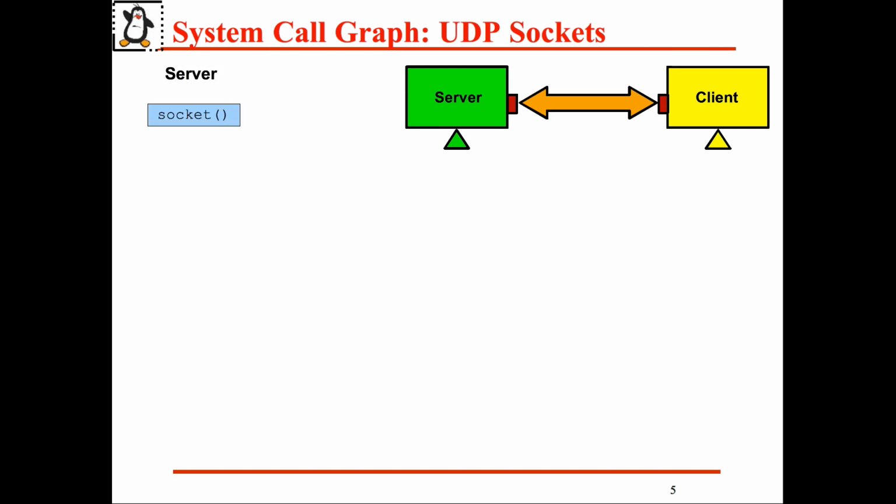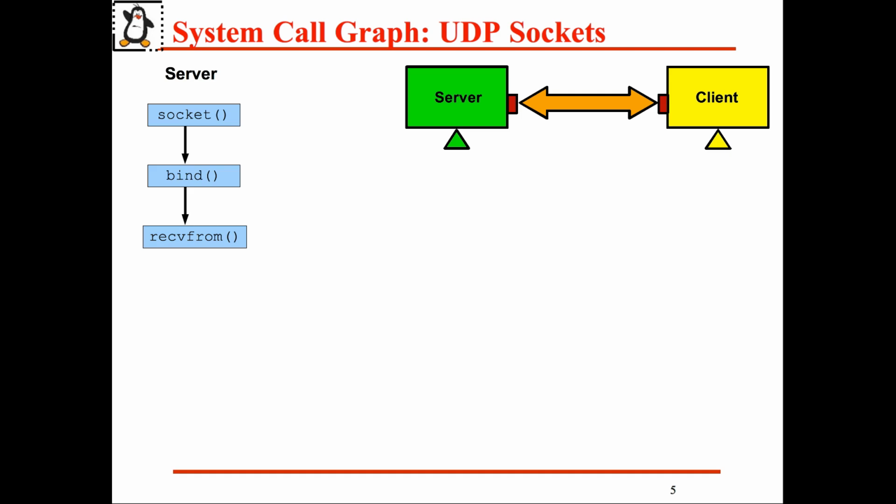Let's see the sequence of system calls. First of all, the server will make the socket call to create a socket, which is equivalent to setting up a mailbox. Then the server calls the bind system call to bind the socket to an IP address and appropriate port number. This step is equivalent to assigning a postal address to your mailbox so that people can send you letters. The server then blocks on the recvfrom system call to receive messages from any client.